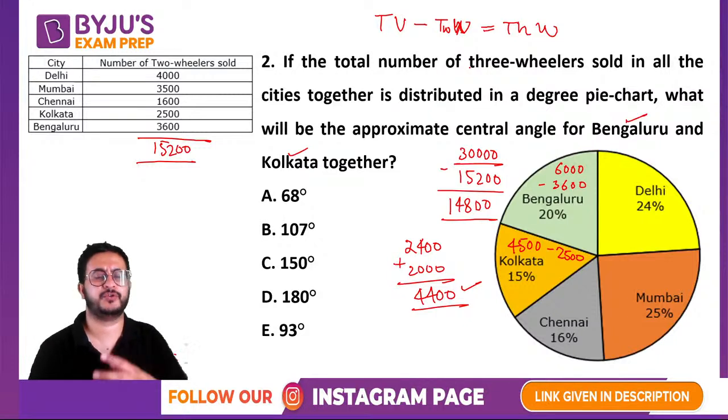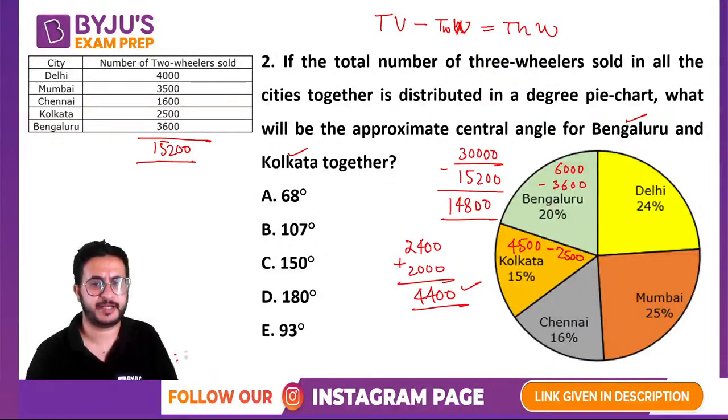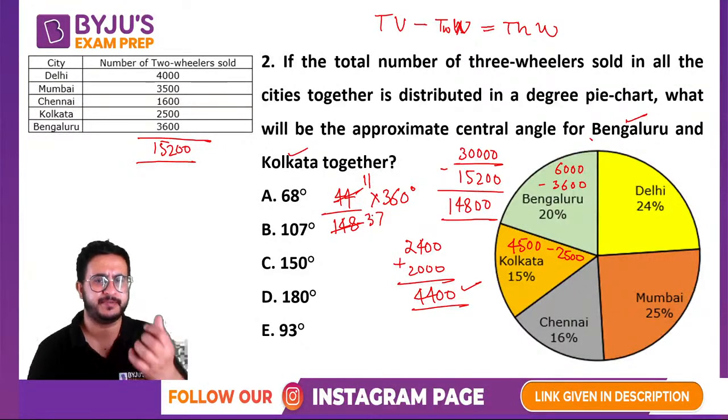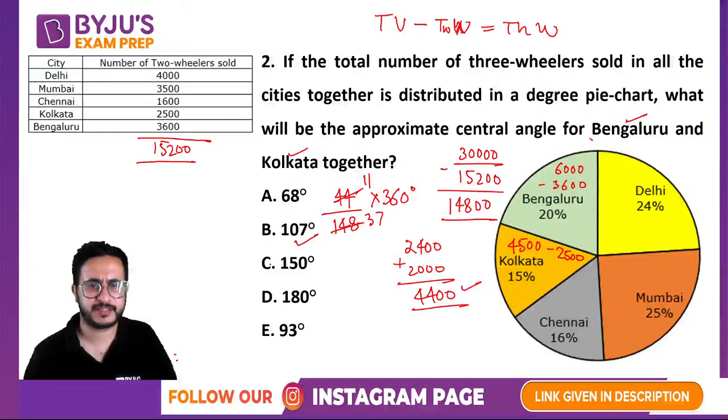Now this is the total number of three-wheelers in these two. So the total number of three-wheelers in Bengaluru and Kolkata together is 4,400, and the overall total is 14,800. So basically your answer will be 44 by 148 into 360 degrees. Now can we eliminate options? We are not getting an absolute number, we may get decimals. So this will come as 11 by 37, so slightly less than 10, right? So this will be close to 107 degrees.